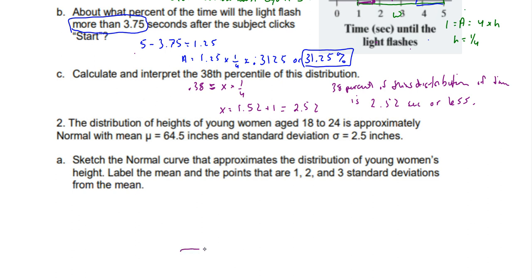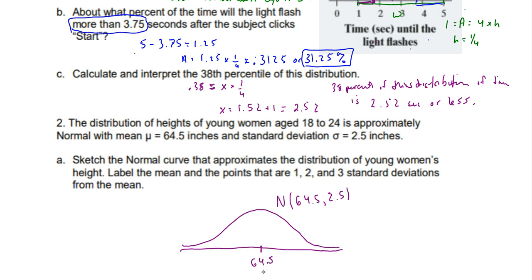Okay, so our normal distribution, we're going to go like this. This is going to be our normal curve. And what we have with this normal curve, we're going to label this N, being normal, and we're going to say 64.5, and then 2.5. And right here, this first part is going to be 64.5, and these are in inches.